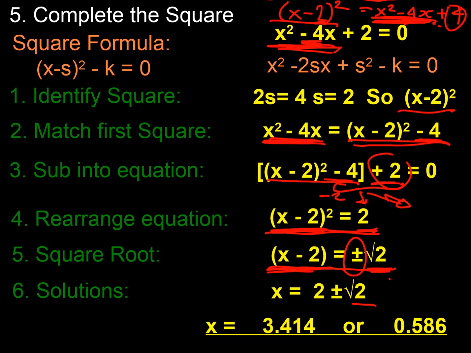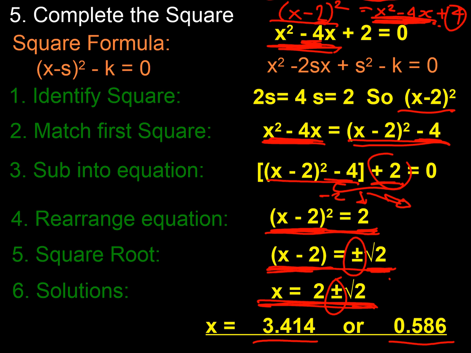And so once again we've got two solutions here, haven't we? We've got x equals 2 plus or minus the square root of 2, which is what we saw earlier. That brings us back to our 3.414 and our 0.586.